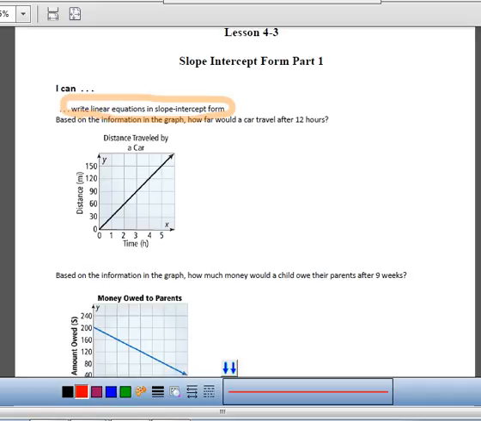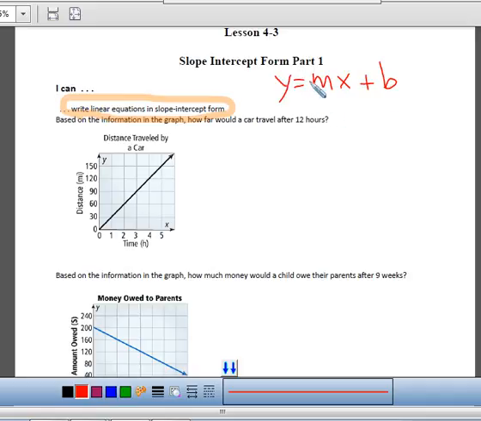Slope-intercept form is the way that the equation looks, and it looks like this: y equals mx plus b. Now some of you might be saying, what's with all the letters? Alright, let's go through and explain what everything is.